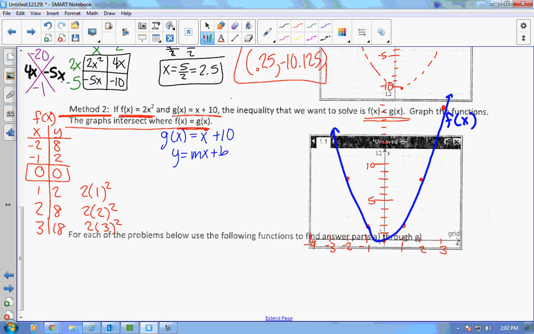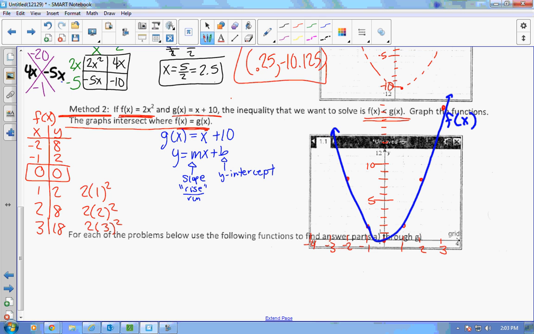Okay, so what is m? What does m mean? Slope. Rise over run, right? What does b mean? Y-intercept. We start with the y-intercept. Right? Have I not taught too much today?